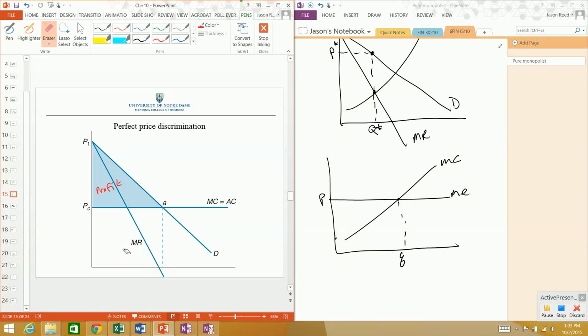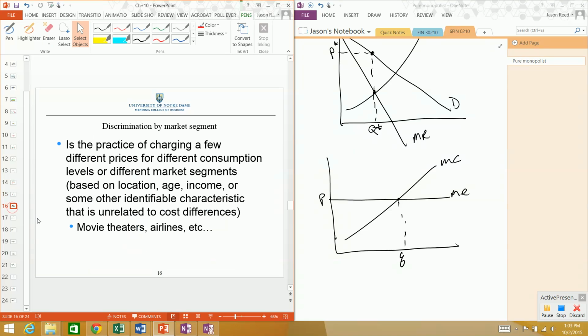And that's interesting. Firms want to do this as much as possible if they could perfectly price discriminate, but clearly we can't. So if this is the ultimate goal, how can we get closer to this? What we end up seeing is being able to charge a few different prices for different consumption levels or different market segments, like our grocery store example.